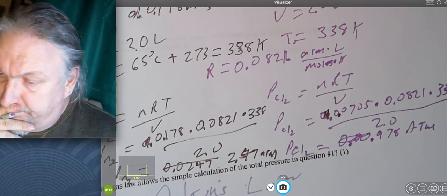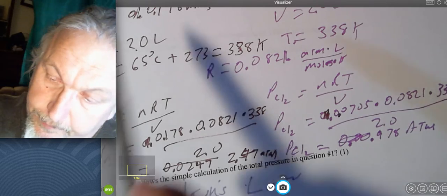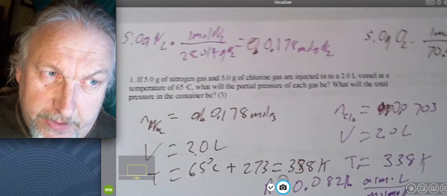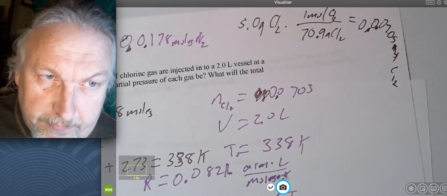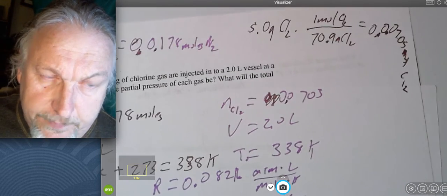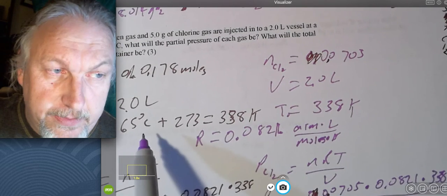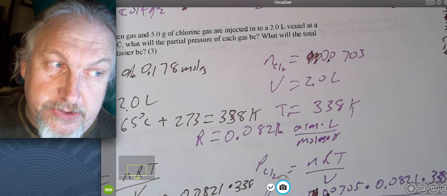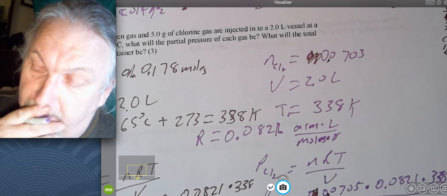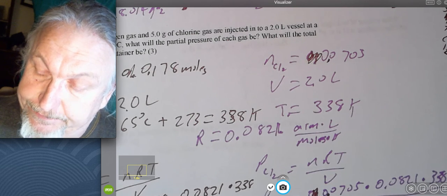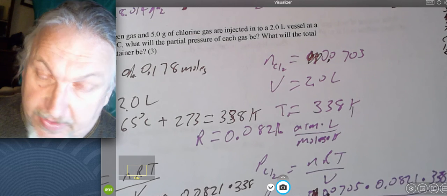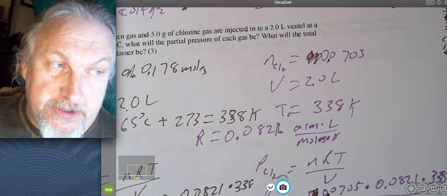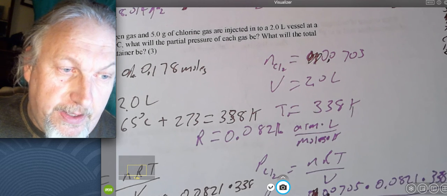Let's think about this problem. We're converting into moles. Make sure we do that step right. Then we're using that with the ideal gas law to calculate the partial pressures, or the pressures of each individual gas. Then we're adding those two pressures together using Dalton's law to get the total pressure. And we did it.